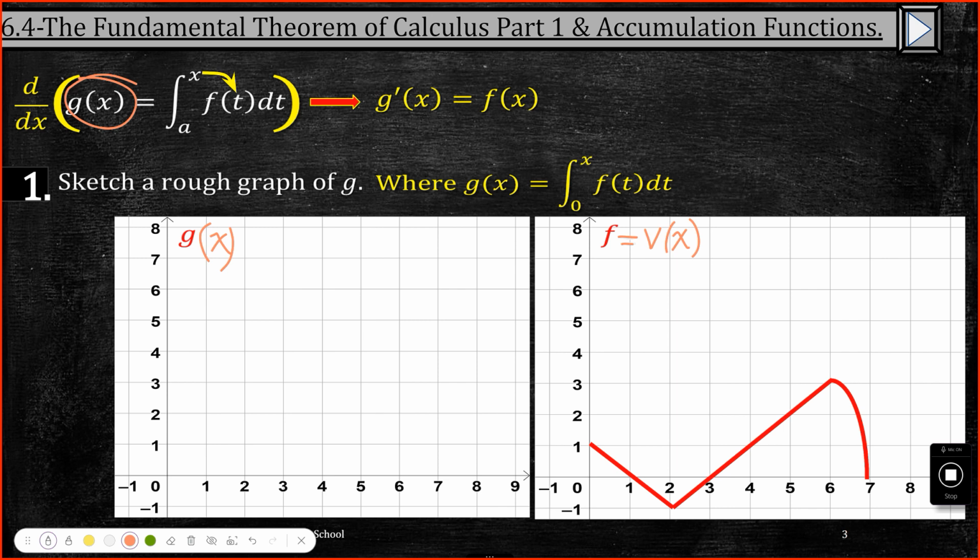Okay, let's continue now. Let's make a table of values here for it. And now you ask, well, what should we use as table of values? Well, it's going from 0 to 7 here, this velocity from 0 to 7. Let's use these points here to graph g.